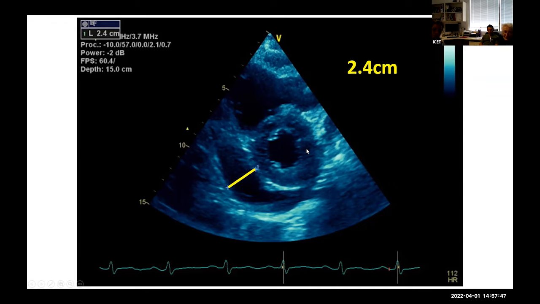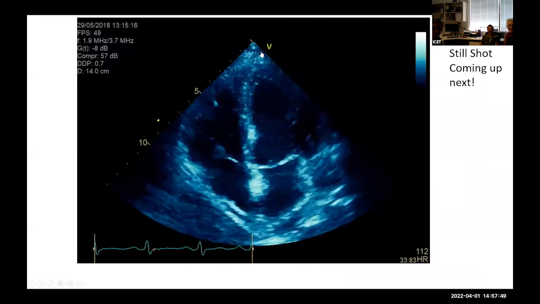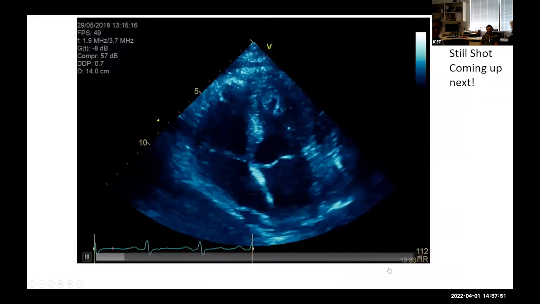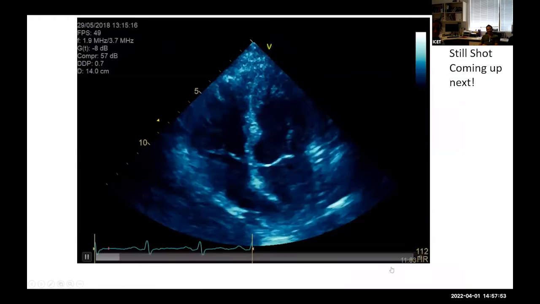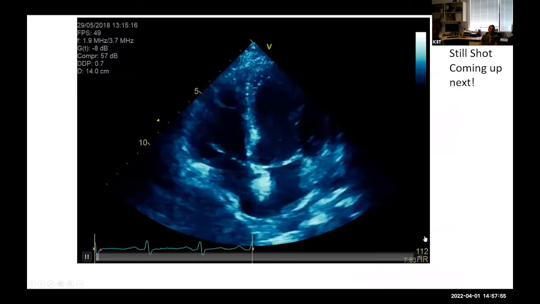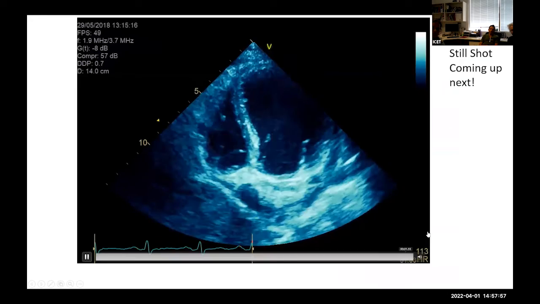It's bad. Is it? Is it though? It's not changing them clinically. Is it? Oh. Okay. So we've got an apical 4-chamber view.